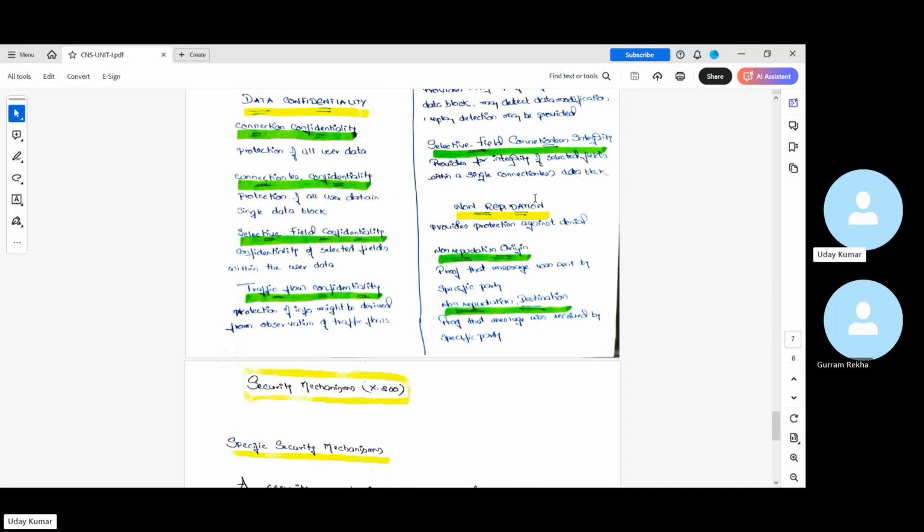Next, non-repudiation provides protection against denial. Non-repudiation of origin proves that the message was sent by a specific party, so it concentrates on the sender. Next, non-repudiation of destination proves that the message was received by a specific party. To whom you are sending, only that person is receiving. It is not received by any other person who doesn't have the proper credentials, right?